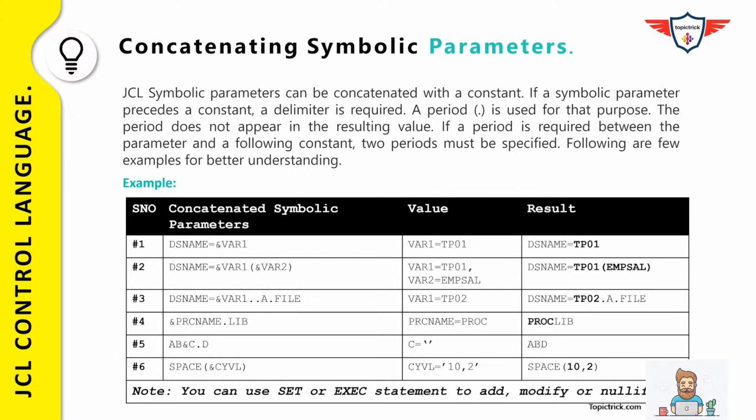Similarly, in the fourth example, I want to concatenate a symbolic parameter with text. So in this case, &PRCNAME dot LIB. You'll notice that there is a single dot, because I want a text to follow the symbolic parameter value. I've specified PROC as an input value to the symbolic parameter and the output is PROCLIB. So this is how you can create the member name or dataset name or any other job control statement as per your requirement.